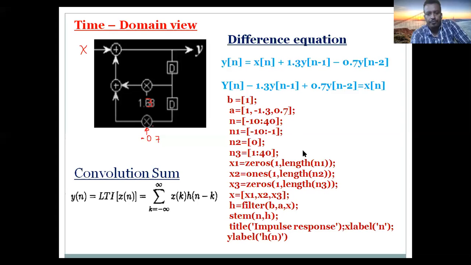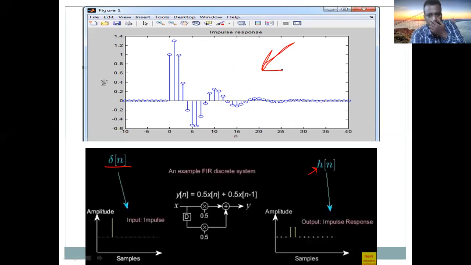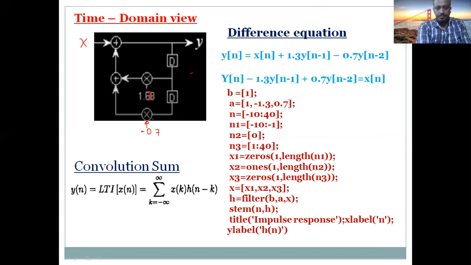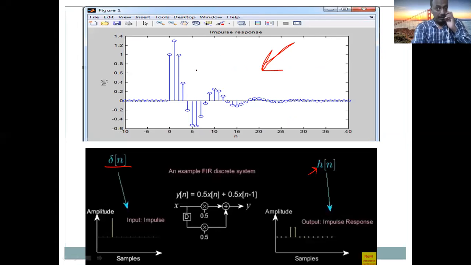As you can see, this is the impulse response from MATLAB. This is the impulse response of this system. Now, once you get the impulse response h of n, you can determine more. Before that, let's see one more example.